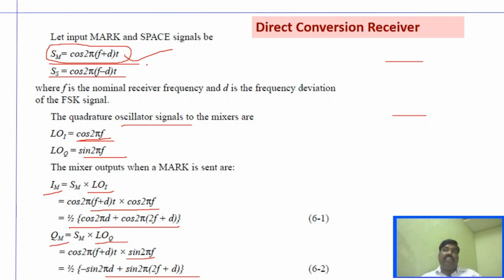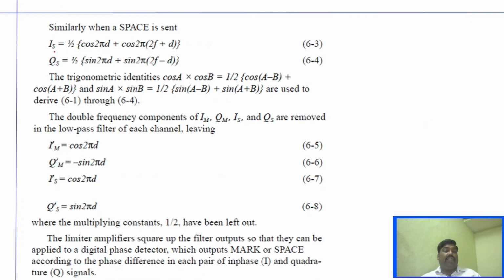Similarly, if the input signal is a space signal, then for that space signal also we will have in phase as well as quadrature components. You can see that the space signal is multiplied with the local oscillator signal, so that we will obtain all this combination of in phase and quadrature components, right? And after this, it will be low pass filtered, and then it is amplified. It is limited and amplified by the limiter amplifier, right?